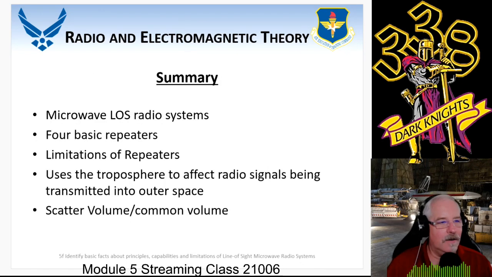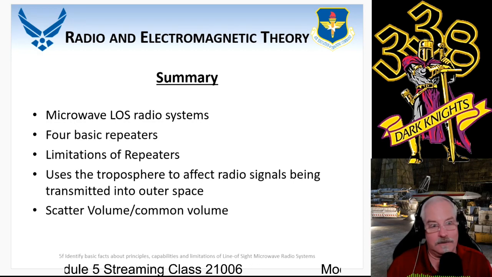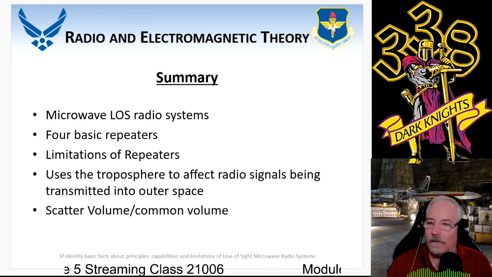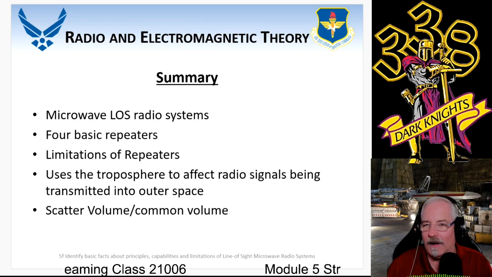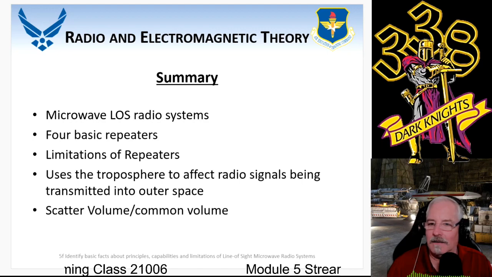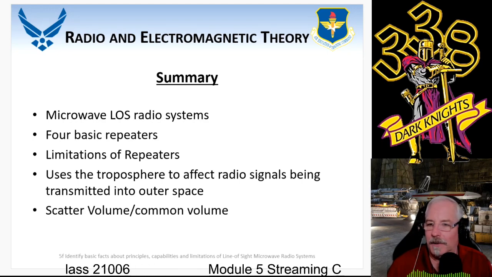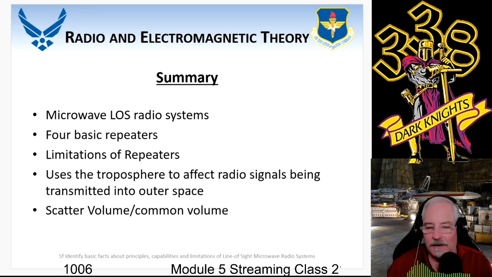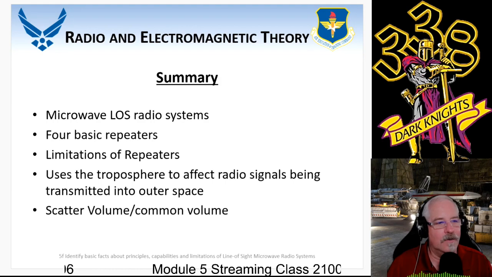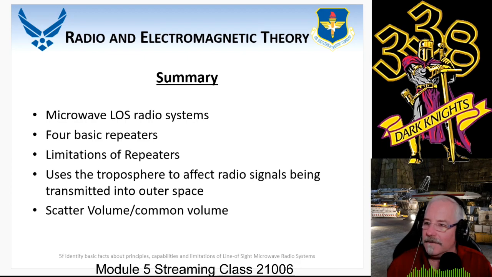Okay, so we have microwave LOS systems. Remember, line of sight, meaning true line of sight. There are four basic repeaters: you have the RF, IF, baseband, and audio. The limitations of the repeaters have everything to do with their equipment and terrain and things like that. And then, of course, you have tropo and scatter volume and common volume. Any questions on that?